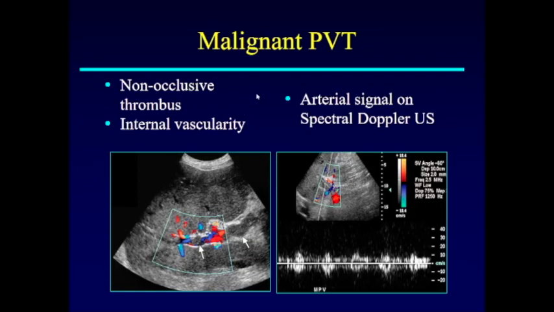Malignant portal vein thrombosis, as I just learned, I guess we call it now tumor thrombus in vein. So we have to change this. It occurs when you have non-occlusive thrombus with some internal vascularity, and you might think, is this residual vein that hasn't just been caught by the thrombus? But very important, you put your spectral waveform in, and you can see the characteristic arterial spectrum to this flow. So this is tumor thrombus.